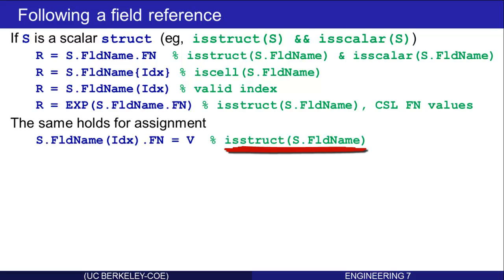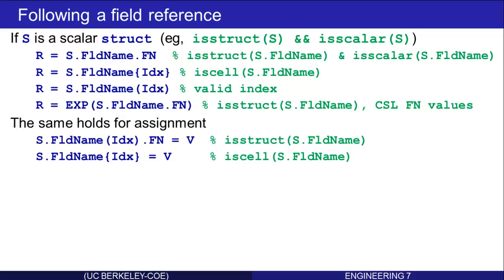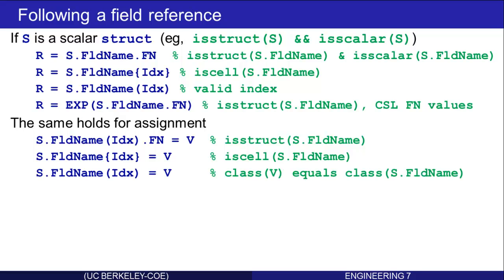Here, if s.fieldName is a structure, we have an assignment to the element pointed to by index and the field fn. If s.fieldName is a cell, here's a contents assignment with the value v. Here we have an element assignment, so it must be that the class of v is equal to the class of what s.fieldName is, and then we're assigning v to the element referred to by index.